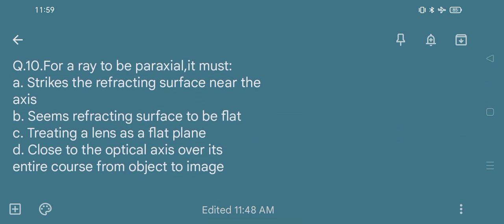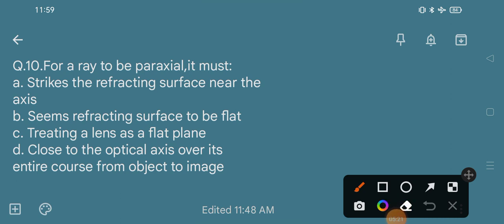Question number 10. For a ray to be paraxial, it must option A strike the refracting surface near the axis, option B see the refracting surface to be flat, option C treat a lens as a flat plane, option D be close to the optical axis over its entire course from object to image. The correct option is option D, that is close to the optical axis over its entire course from object to image.